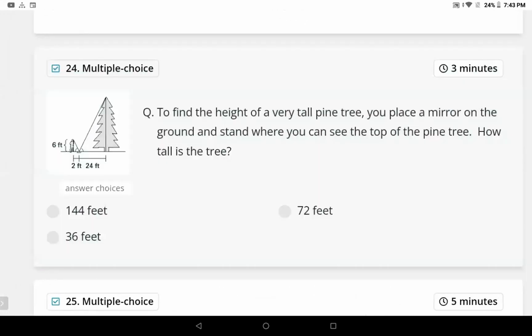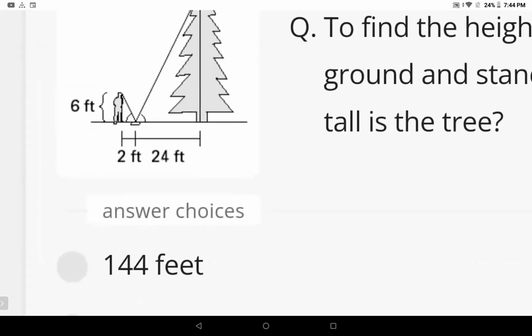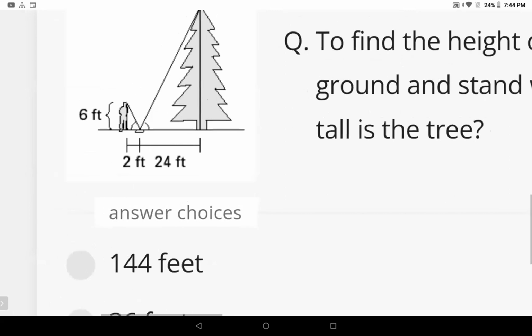Yes, Ridhima, can you please read the question? To find the height of a very tall pine tree, you place a mirror on the ground and stand where you can see the top of the pine tree. How tall is the tree? So how are you supposed to calculate here, children? Look at the picture. You have to take the image, and the pine tree. The man is watching. The original height of the man, just imagine as 6 feet. The image height is given, you just observe carefully, children. Image height is 2 feet.